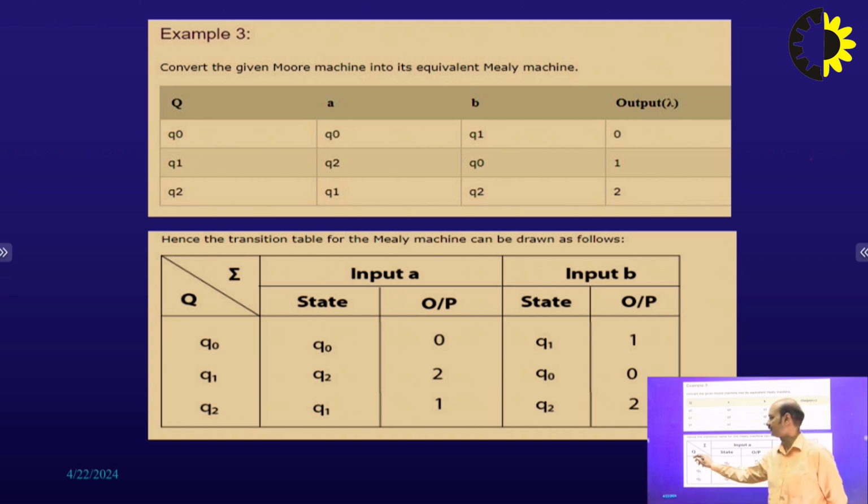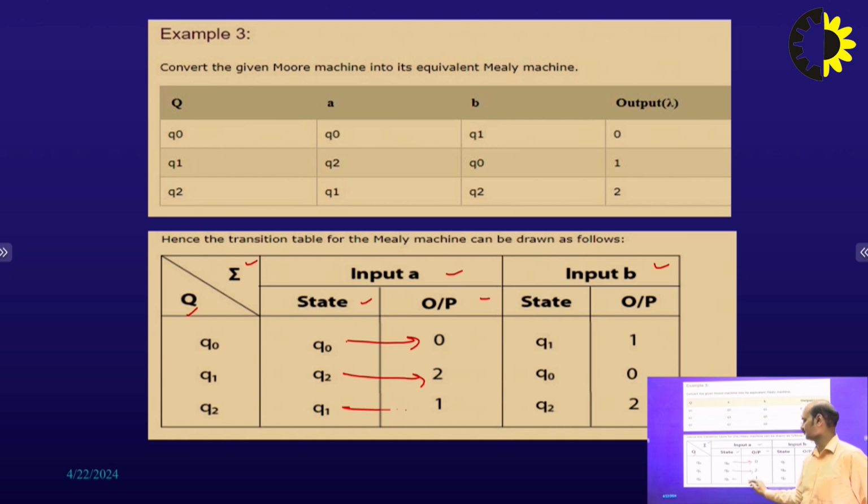State and input. Input is A, input is B, state and output. What is the Q naught? Q naught is represented as 0, Q2 represented as 2, Q1 represented as 1, Q1 represented as 1, Q naught represented as 0, and Q2 represented as 2.